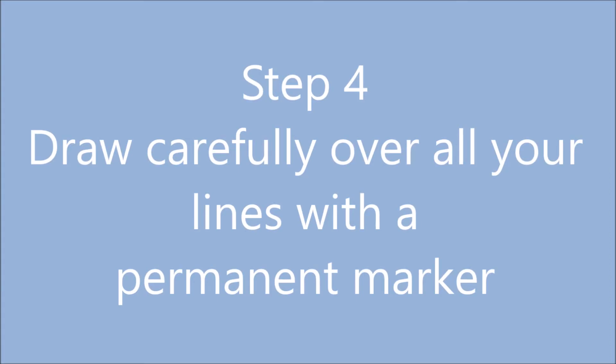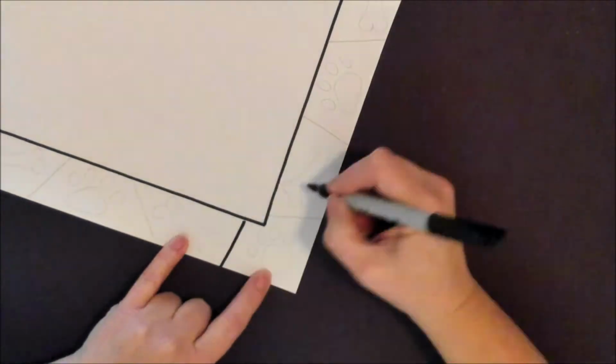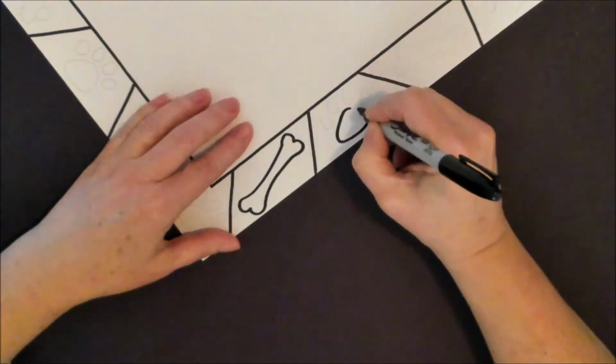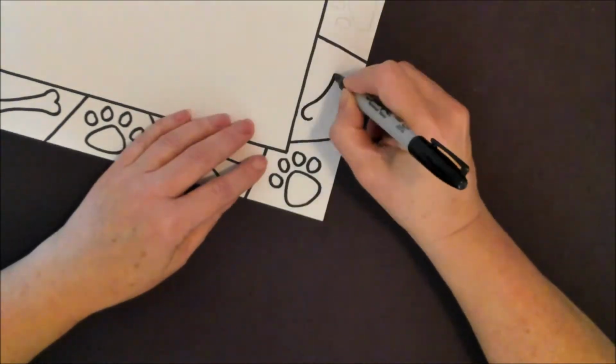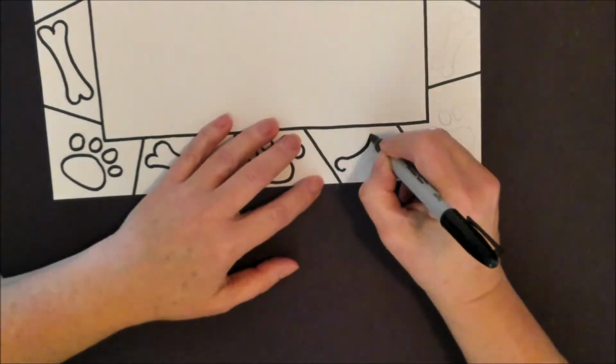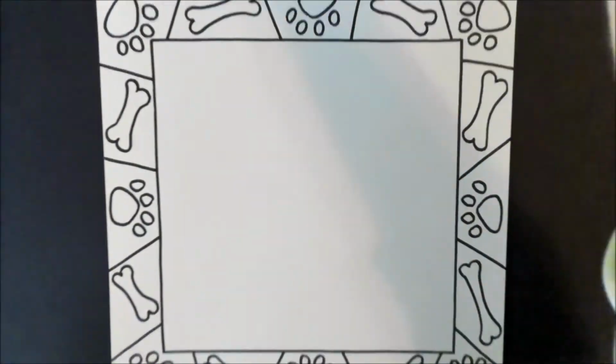Step 4 is to draw carefully over all your lines with a permanent marker. If you do not have a permanent marker, then I would wait until the very end of your project to outline the black. Just do all your coloring first. Once you have finished coloring the whole picture, you can go over the lines with a washable black marker.